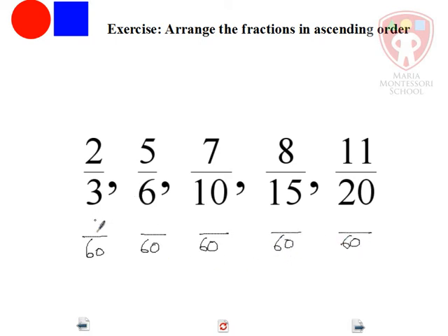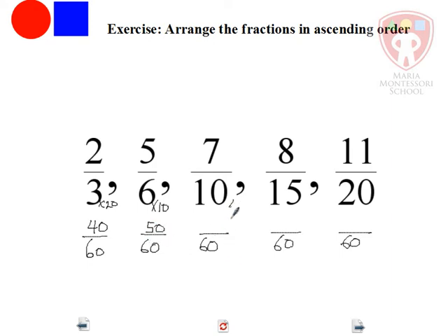And so, let's have a look. What have we done to 3 to turn it into a 60? 3 times 20, really. So do the same to the 2. That gives us 40. What have we done to the 6 to turn it into a 60? We times it by 10. 5 times 10 gives us 50.